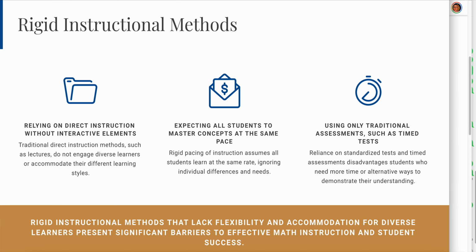Too many of our standard instructional methods are rigid. In the math classroom, traditionally we have relied on direct instruction. We've not really used interactive elements, or maybe they only come out once a month or even less frequently. We also expect all students to master everything at the same pace, and that's just not true, especially when it comes to reasoning or any kind of spatial understanding of concepts.